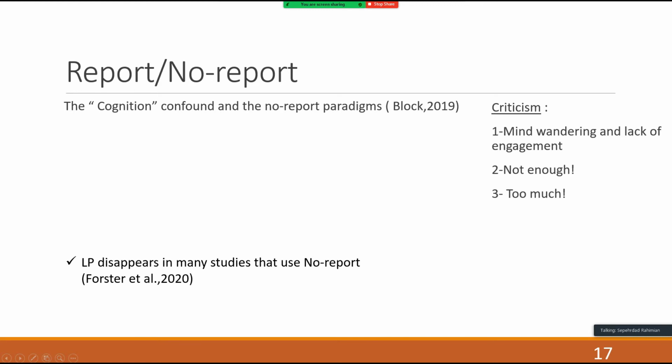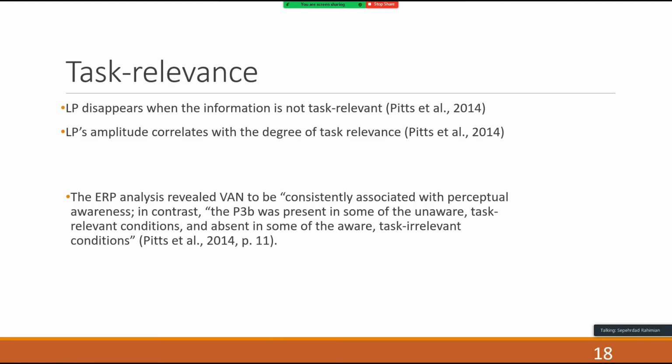And LP, which would be late positivity, or the P300, disappears in many studies when they use a no-report paradigm. So it might have something to do with the report itself. Which brings us to task relevance, and again, LP disappears with task relevance, but VAN does not. Task relevance could also be another confound for neural correlates of consciousness, but again, I would be a little bit hesitant about where I want to go with task relevance, because take everyone's favorite example of emotions.